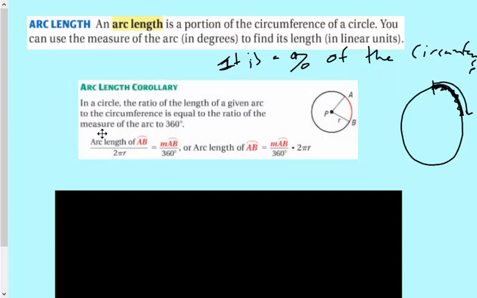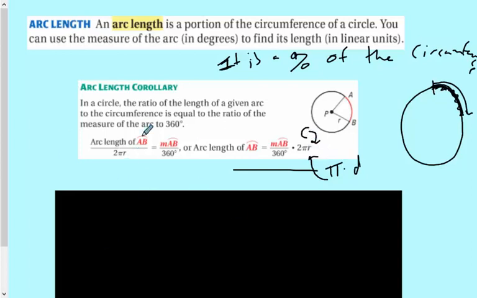Here are the two formulas that you're going to use, and I like this one a lot. Arc length is equal to a percentage of, which means multiply, the circumference, 2 pi r. This could be exchanged with c as well. You could replace that with a c, or you could replace it with pi times diameter. Any of these are exchangeable because all three of these things are equal.